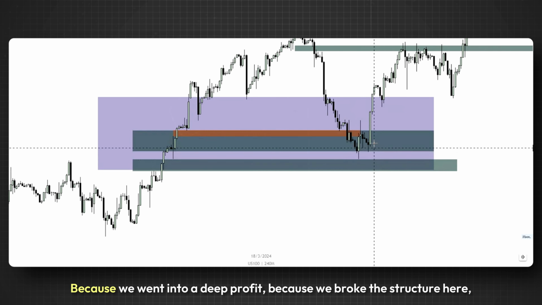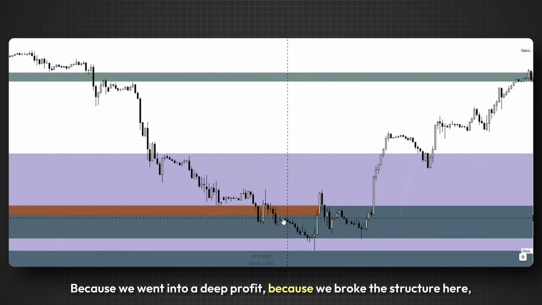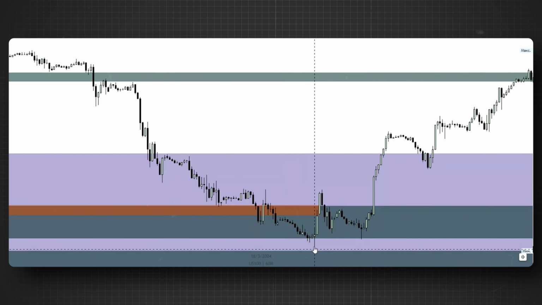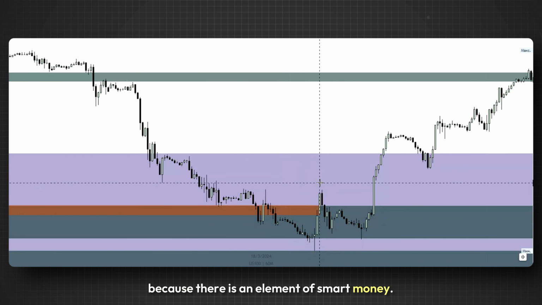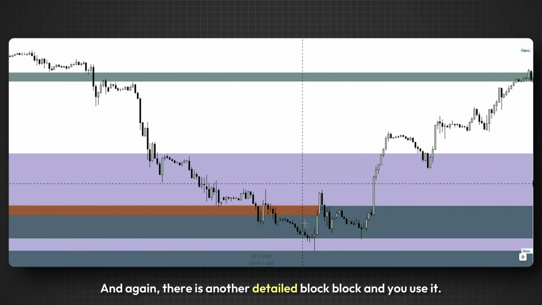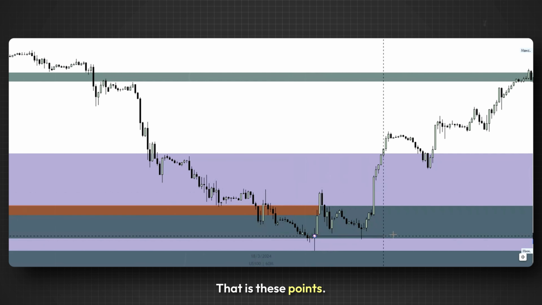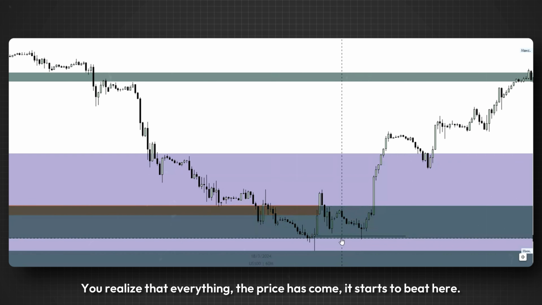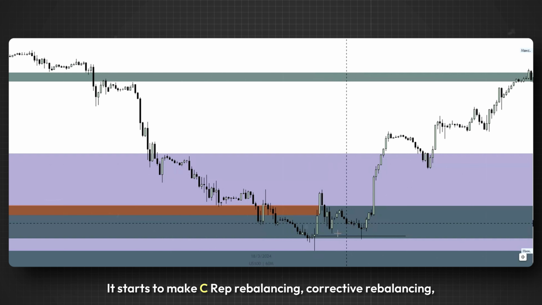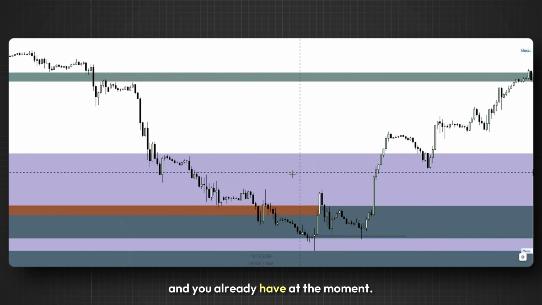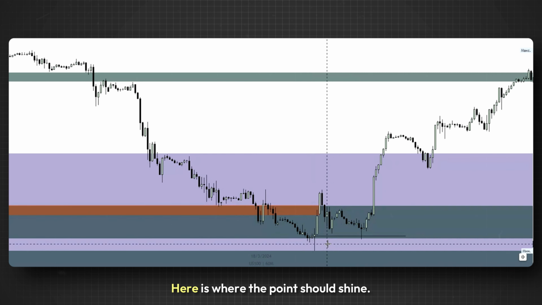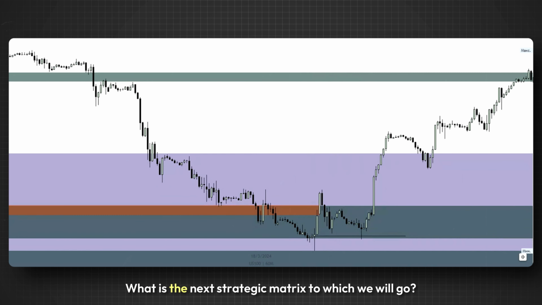Why? Because we went into a deep profit, because we broke the structure here, because there is an element of smart money, and there is another detailed block, and you use it. You realize that the price has come, it starts to beat here, it starts to make C-rep rebalancing, corrective rebalancing, and at this moment the point should shine: what is the next strategic matrix to which we will go?